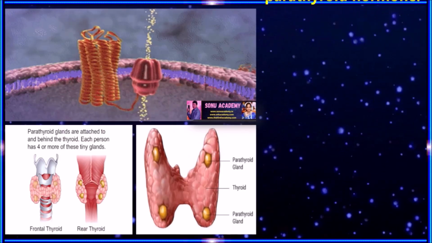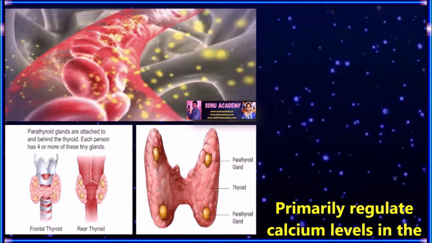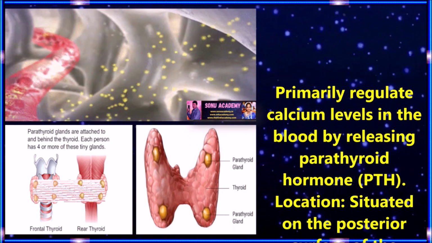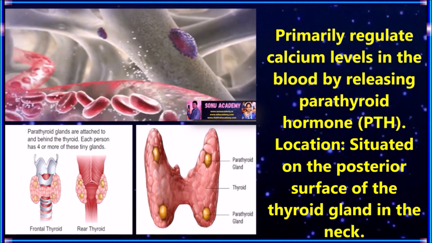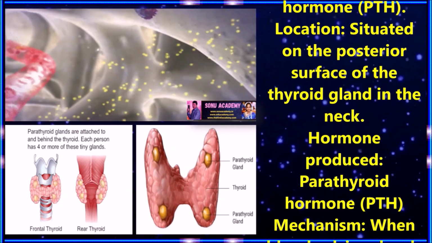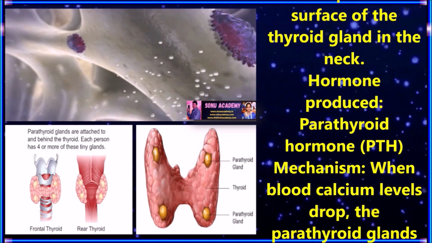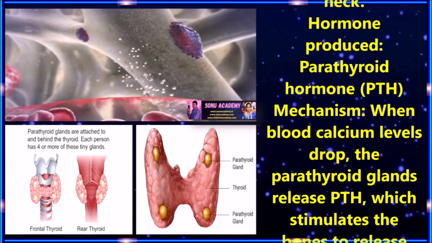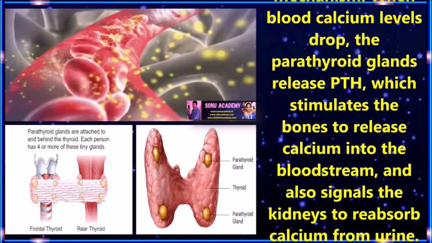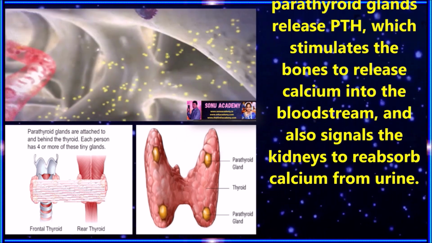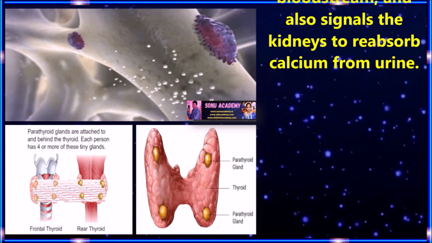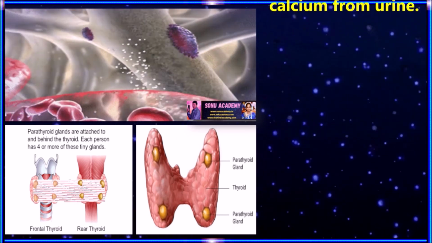Let's see the key points of the parathyroid glands. The function of the parathyroid glands, as already discussed, is to regulate the calcium levels in the blood by releasing parathyroid hormone. The location is the posterior surface of the thyroid gland in the neck, and the hormone produced is PTH. When blood calcium levels drop, the parathyroid gland releases PTH, which stimulates the bones to release calcium into the bloodstream and also signals the kidneys to reabsorb calcium.